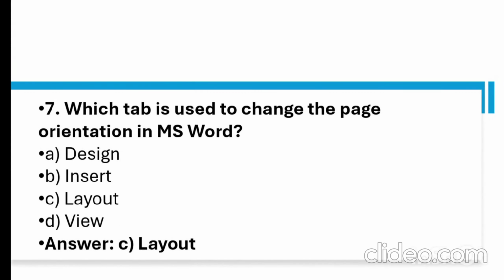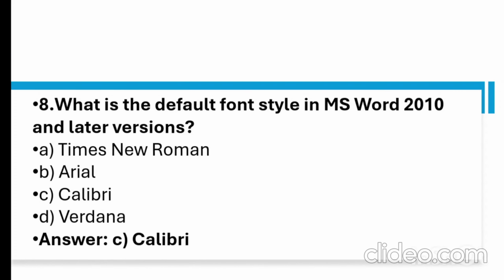Question number 7. Which tab is used to change the page orientation in MS Word? Options are A. Design, B. Insert, C. Layout, or D. View. So the correct answer is C. Layout.